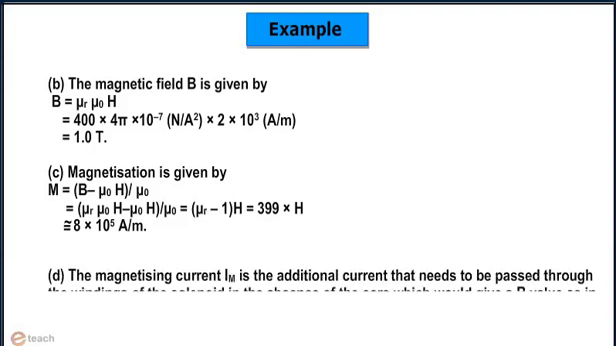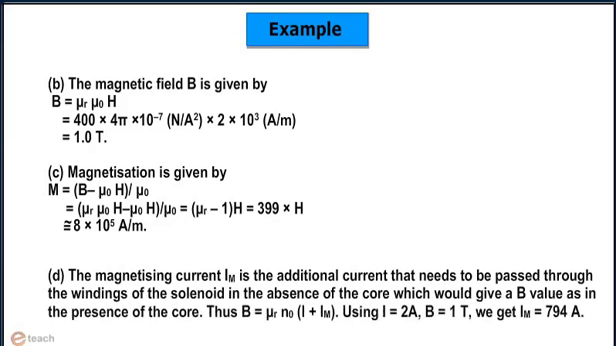D. The magnetizing current Im is the additional current that needs to be passed through the windings of the solenoid in the absence of the core, which would give a value as in the presence of the core. Thus, B equals mu r into mu naught into I plus Im. Using I equals 2 A, B equals 1, we get Im is equal to 794 amperes.